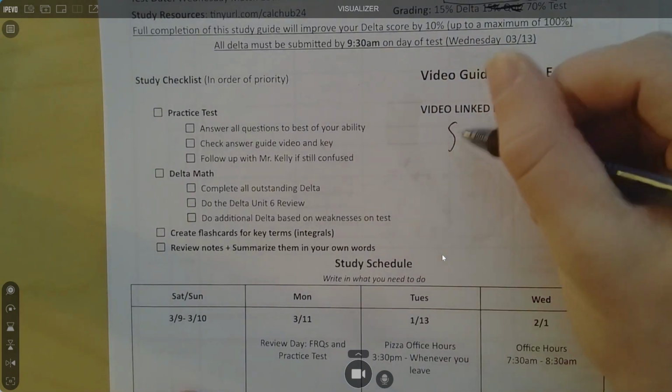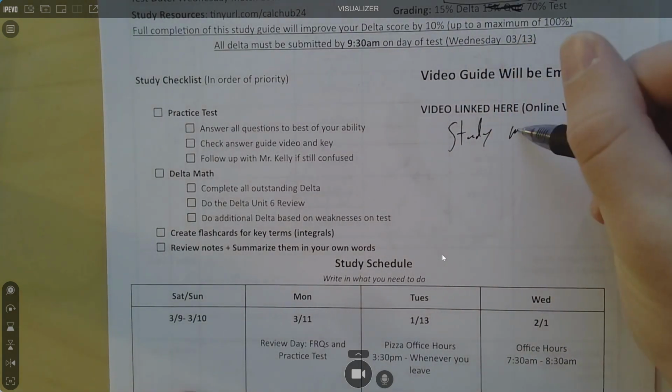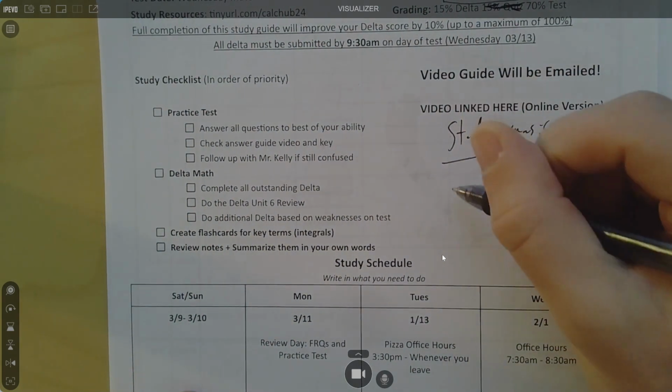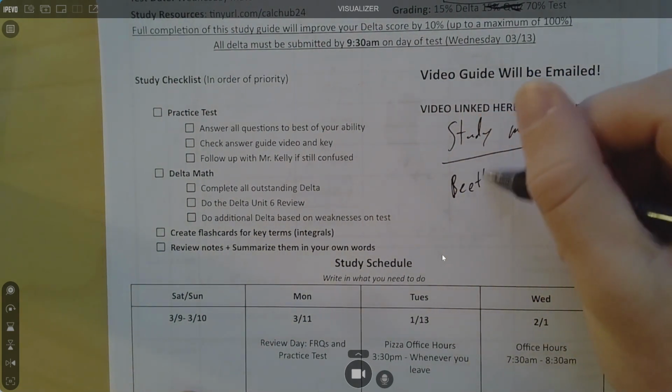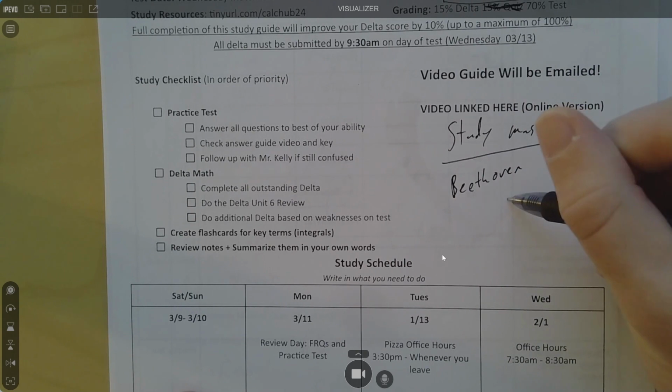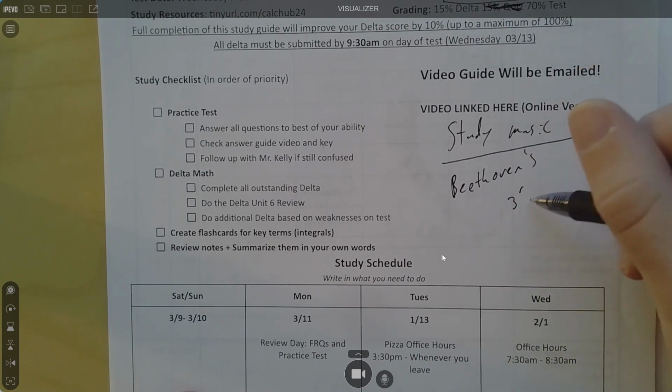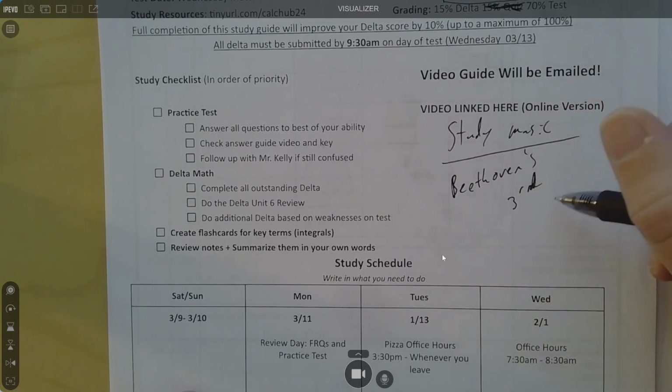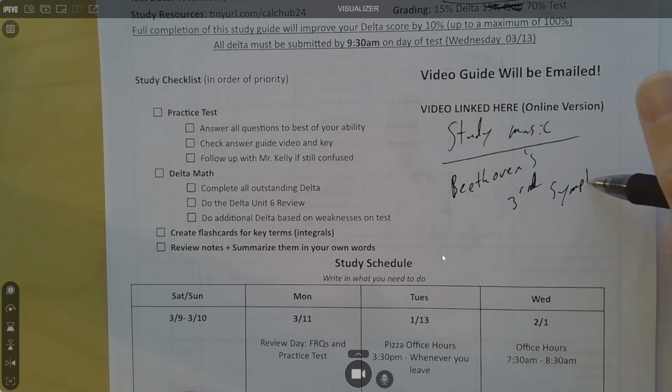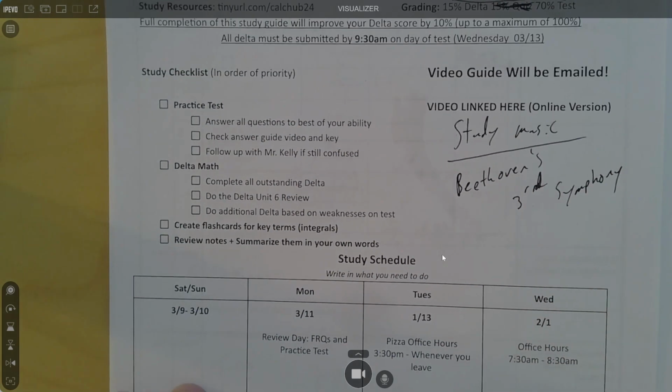Study music, if you're looking for some good study music, my recommendation this test is Beethoven's third, oh my God, third symphony. Good one, good one. Okay.